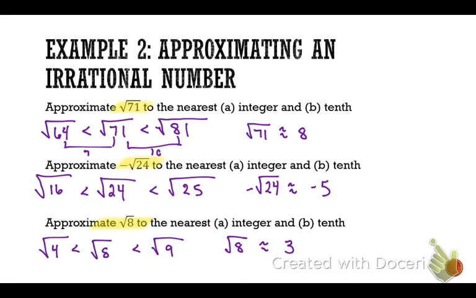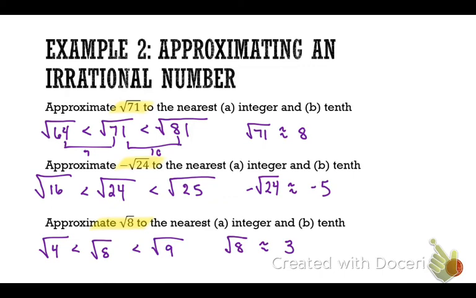What value do you think it would be if I said the nearest tenth? So it's got to have 1 decimal place. Would your number be 2 point something or 3 point something? Why is it 2 point something? Because 8 is not quite 9, right? 8 is less than 9.